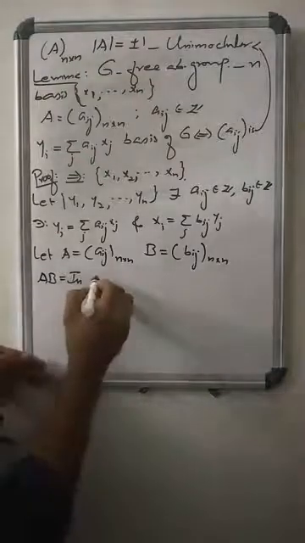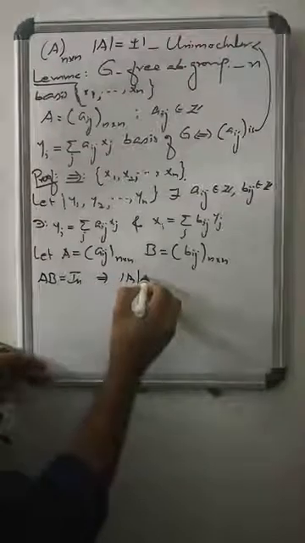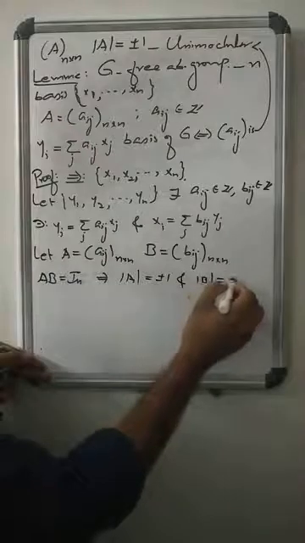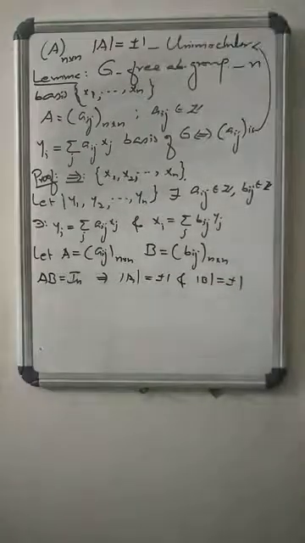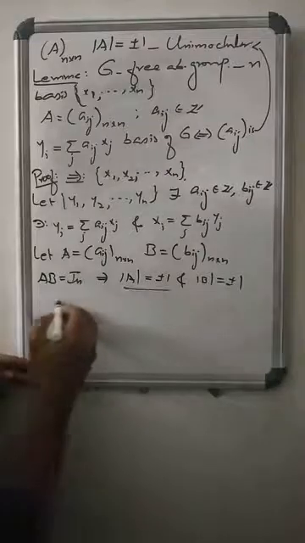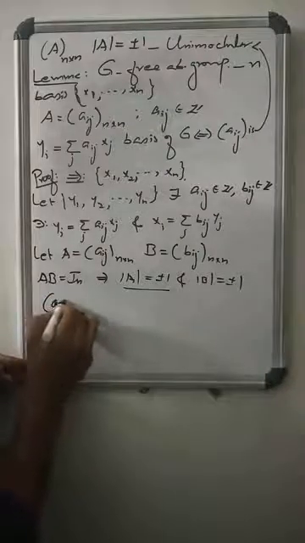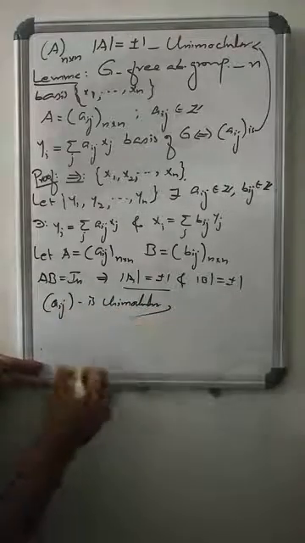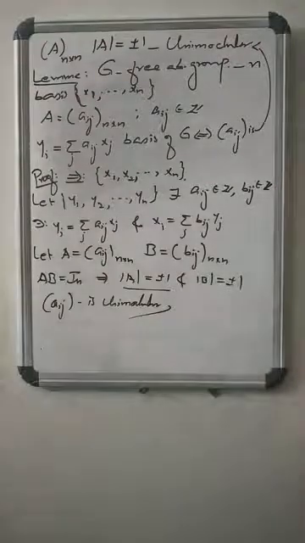Then, from the previous results, when AB equals I_n, the determinant of AB equals 1. But A and B are matrices having integer entries. Thus det A times det B equals 1 has only the possibilities that det A is plus or minus 1 and det B is plus or minus 1. Det A is plus or minus 1 means the matrix (aij) is unimodular. That is what we require. This is the first part. Clear?